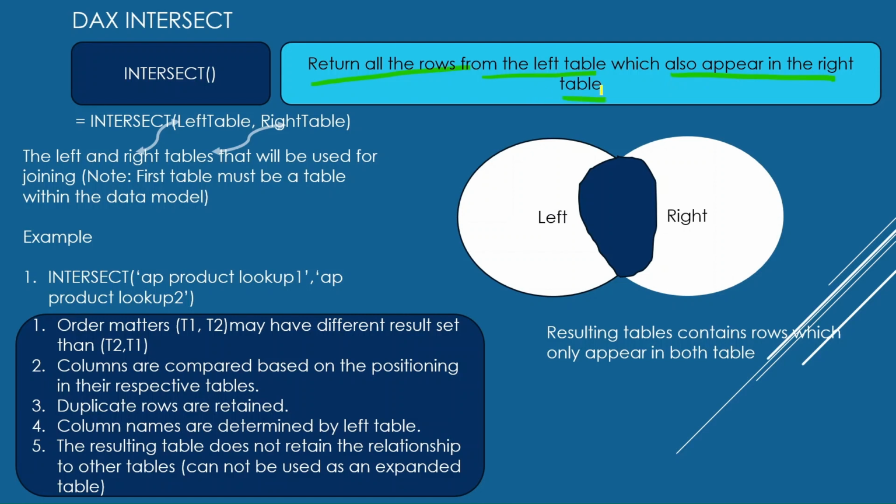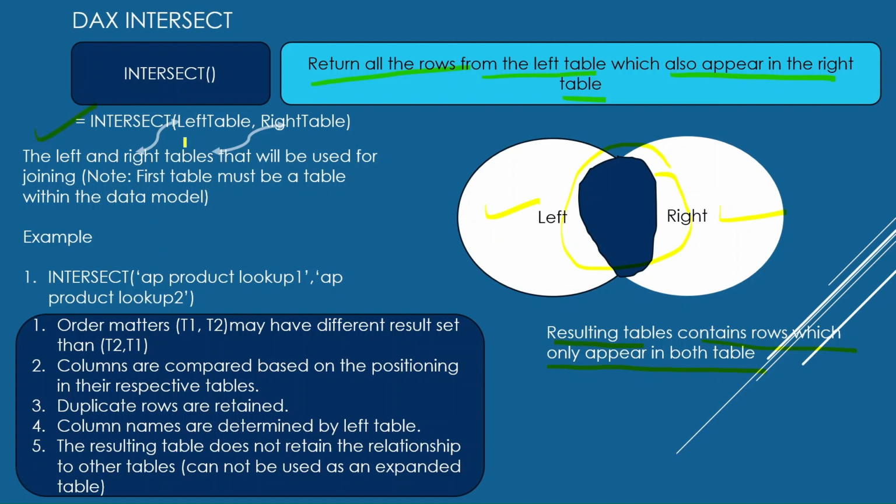When there is a requirement to figure out the records which are present in one table and are also present in another table, we can do it with the help of the intersect function. Suppose this is the left table and this is the right table, and these are the records in the intersect table, which are present in both tables. So the resulting table contains all the rows which appear in both tables. The intersect function creates a table that has all the records present in the left table as well as in the right table.